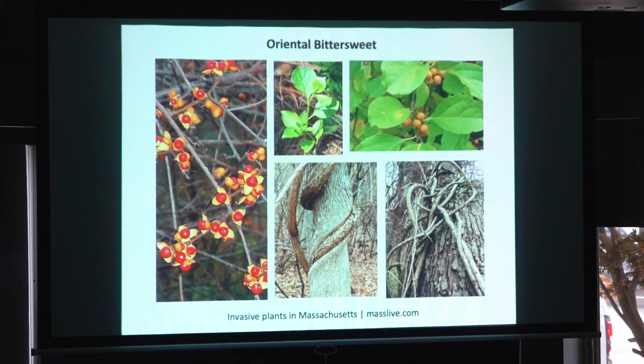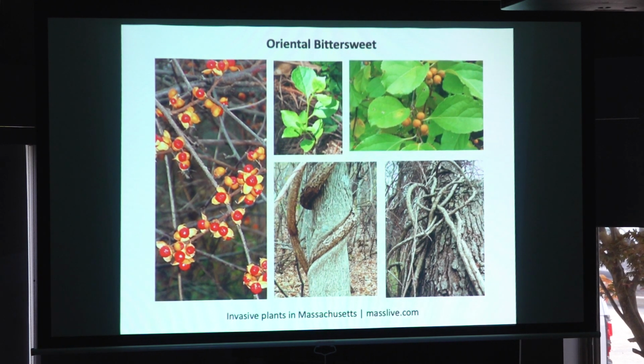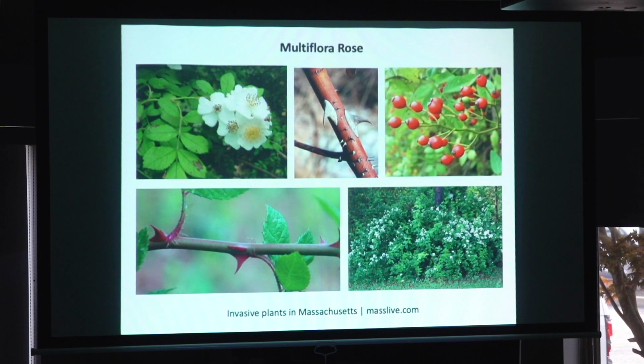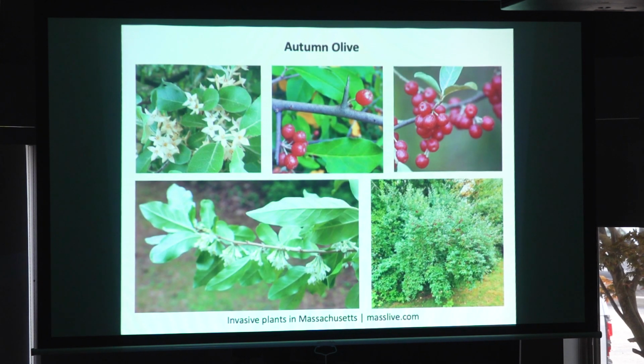Oriental bittersweet is a vine that will bring down trees. It's nefarious. It's terrible. So at least if you see these rope-like vines making their way up a tree, just cut them at the base so they can't make flowers and seeds, which they certainly will do if you let them. Multiflora rose has just sprung up everywhere. It's amazing how many of these plants were intentionally planted out of ignorance.